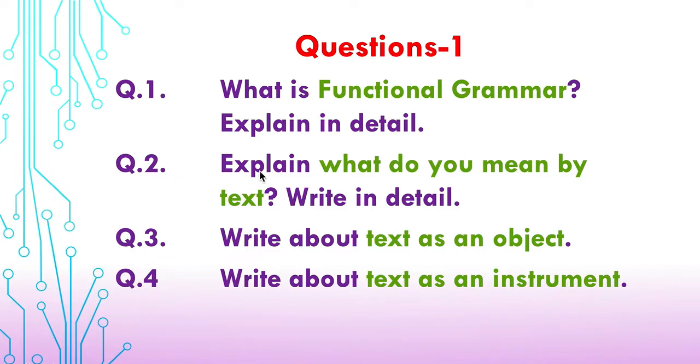Question number 2. Explain what you mean by text. Write in detail. So what is text? Just write about the text, and it has 4 or 5 points. Question number 3. Write about text as an object. As we talked about how the text as an object could be interpreted, we have the answer. Write about that. Question number 4. Write about text as an instrument. So explain how text as an instrument can be explained.